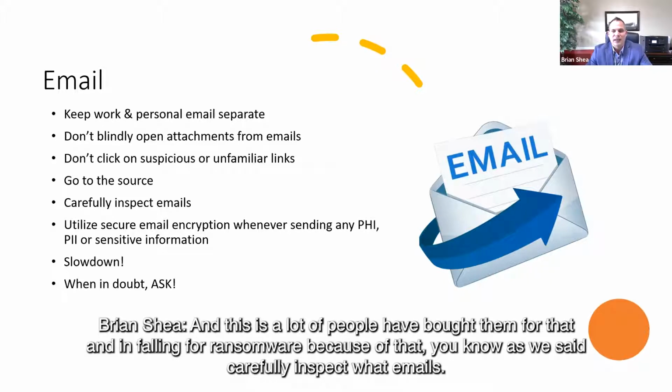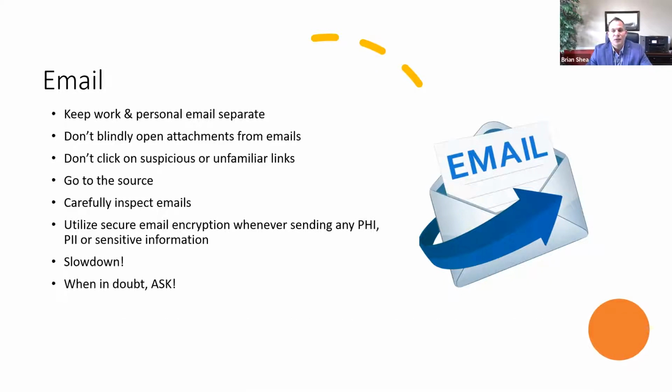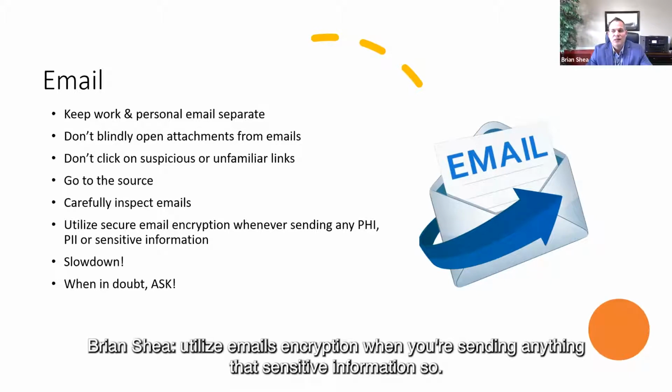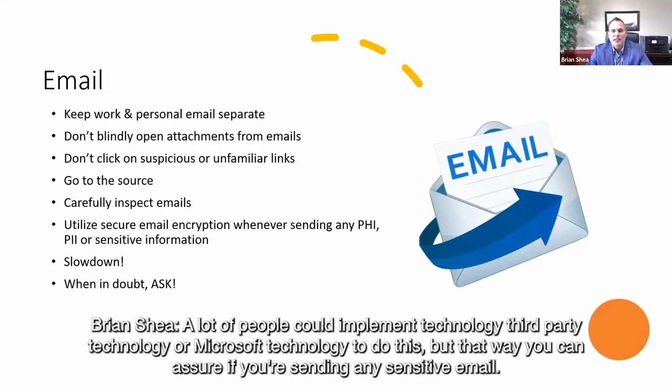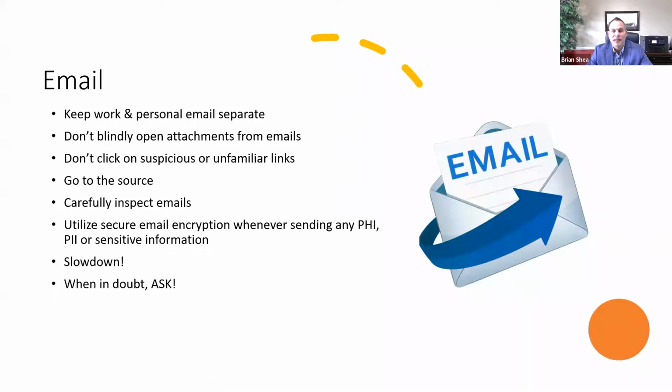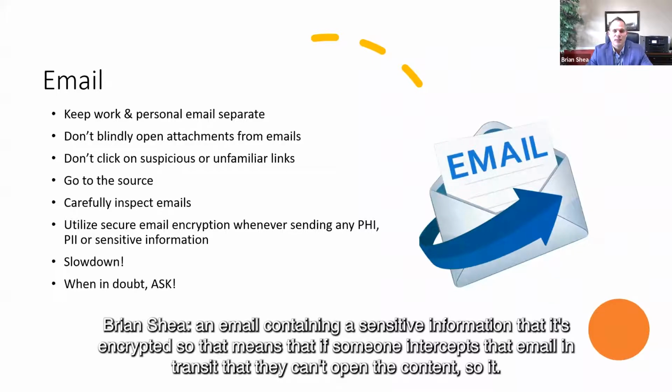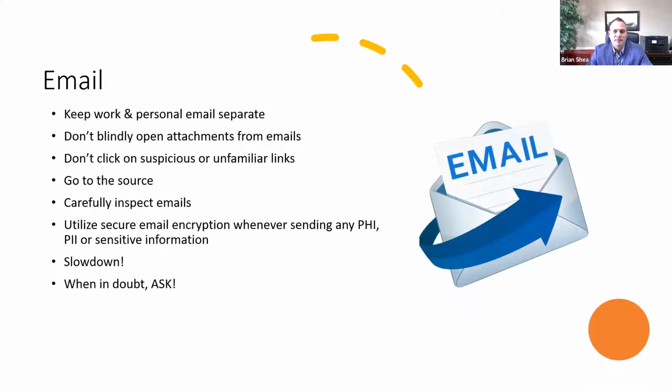As we said, carefully inspect all emails. Utilize email encryption when you're sending anything that contains sensitive information. A lot of people could implement third-party technology or Microsoft technology to do this, so you can assure that any email containing sensitive information is encrypted. That means if someone intercepts that email in transit, they can't open the contents of it.